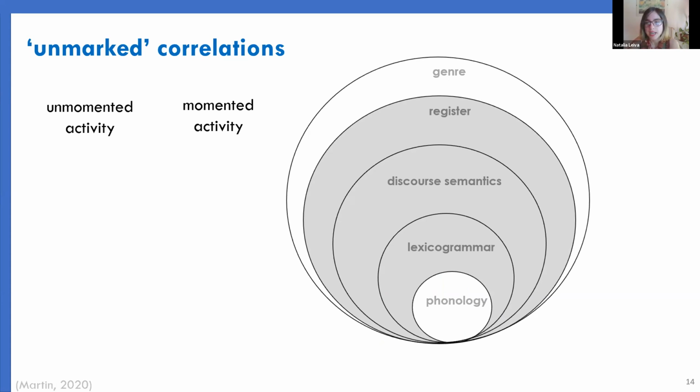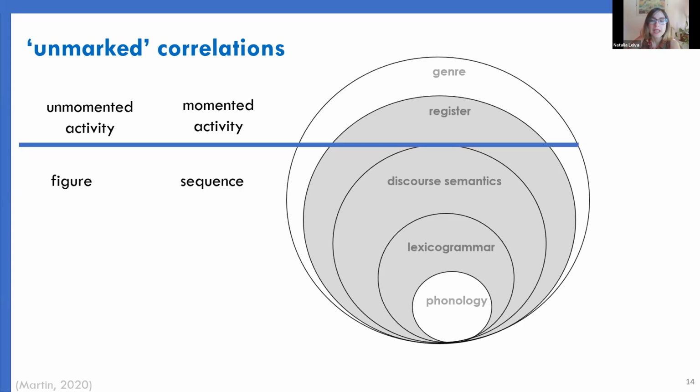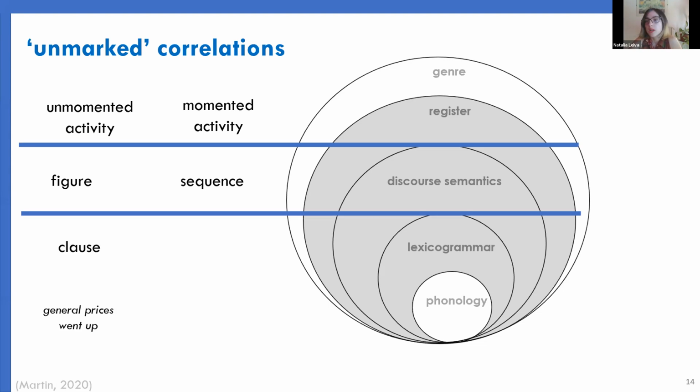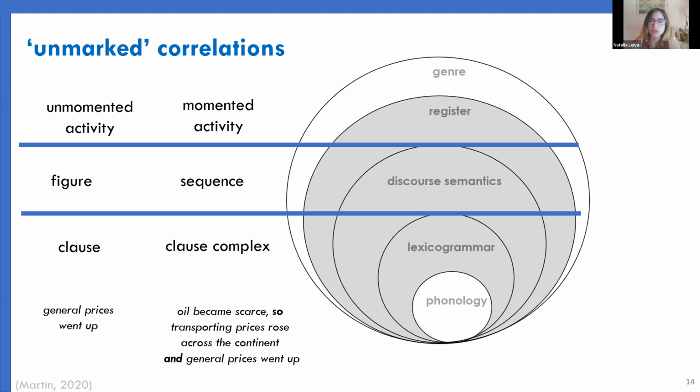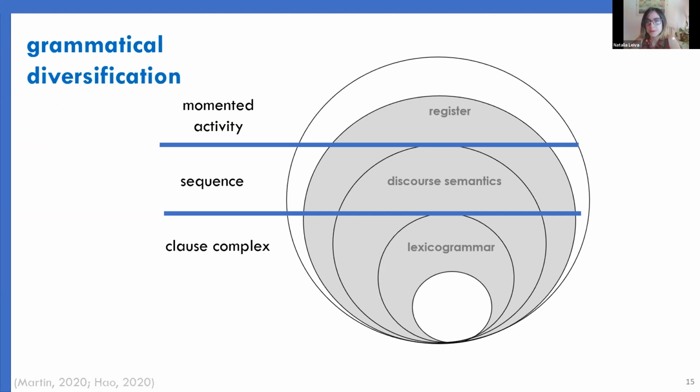So following Martin and Howe's ideational discourse semantics model, it is possible to map the unmarked relations of units across register, discourse semantics, and lexicogrammar. Unmomented activities are typically realized by figures, and momented activities are typically realized by sequences. In turn, a figure is congruently realized by a clause, as in general prices went up, and a sequence by a clause complex, like oil became scarce, so transporting prices rose across the continent and general prices went up. Our focus today is on connection and therefore on sequence, congruently realized by clause complex.